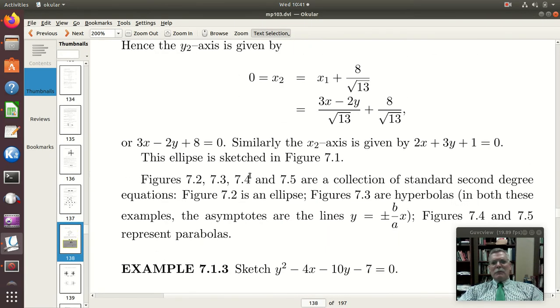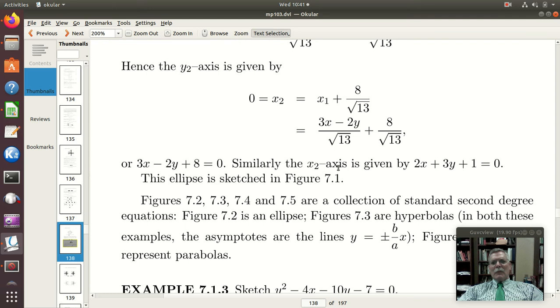And so they go through and get this final answer that they have.